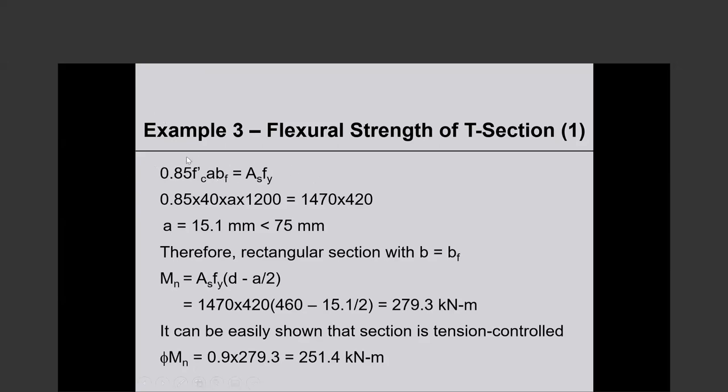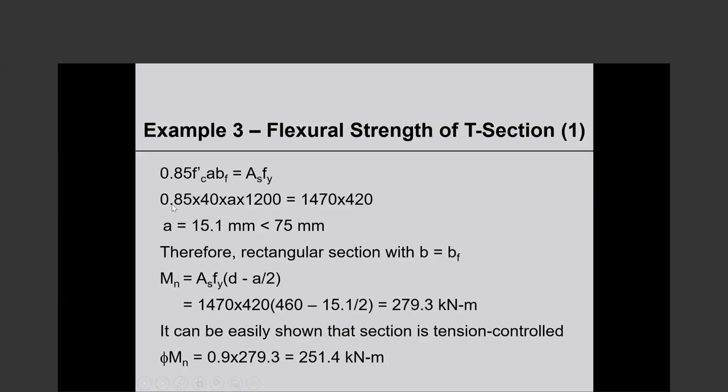Okay, so this is the calculation we are about to run. If the neutral axis depth is no more than the flange thickness, then 0.85 F sub C prime, this is the uniform compression across the stress block, times the stress block depth times the effective flange width, is equal to the tensile steel force.